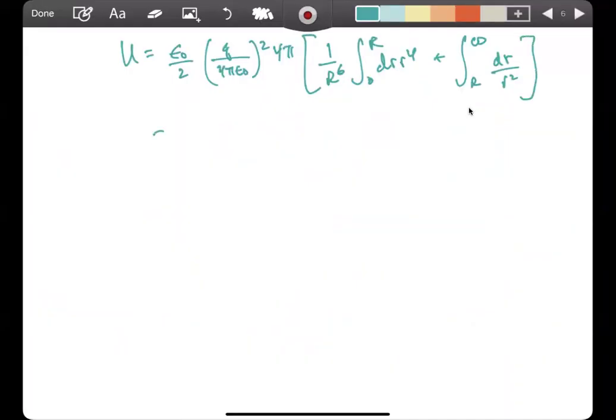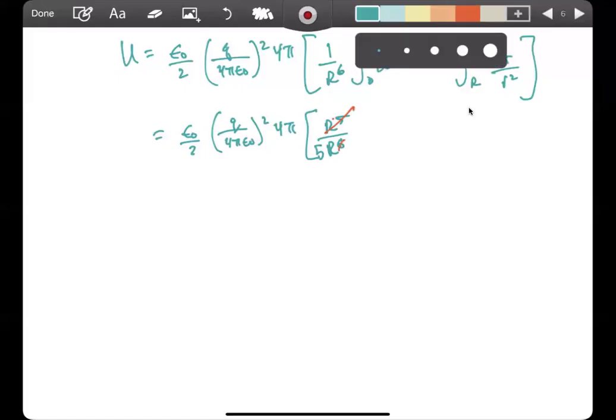Beautiful. So this equals epsilon naught over 2, Q over 4 pi epsilon naught, squared, times 4 pi, and we'll start deleting some of these things in a second. Here, we're going to get, again, R to the 5th over 5. So I'm going to get an R to the 5th divided by an R to the 6th with a 5 on the bottom, which means this term is going to cancel with all but one of those. And then we're going to get a plus.